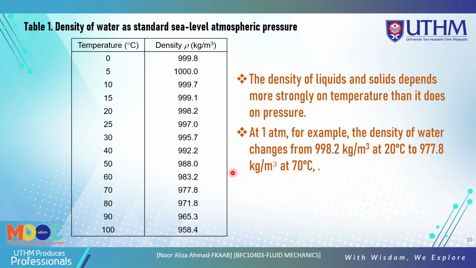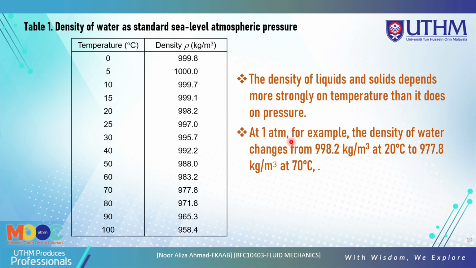This is based on table 1, the density of water at standard sea level atmospheric pressure, from temperature 0 to 100 with the density of water. So this is the table of the density of water. The density of liquids and solids depends more strongly on temperature than it does on pressure.